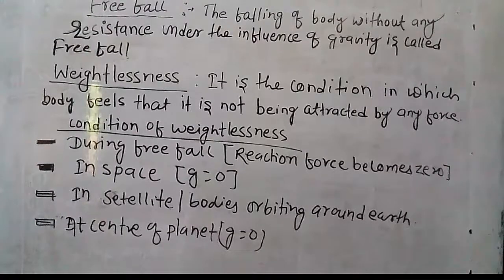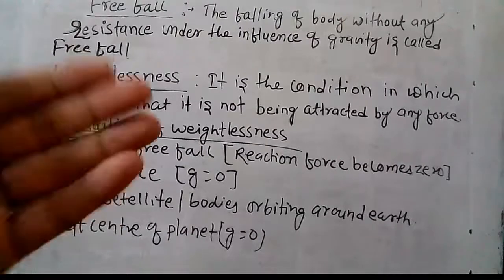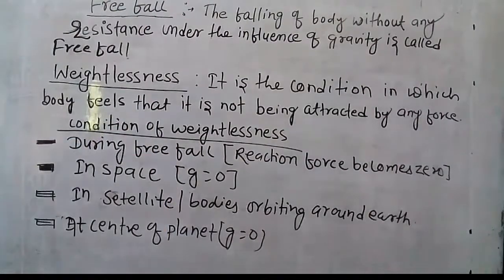So let's talk about free fall. Free fall is the falling of a body without any resistance under the influence of gravity. I hope you know this definition, but now the confusion starts from here. Sir, does free fall occur on earth, because earth has an atmosphere and that gives resistance to free falling bodies? So does free fall occur on earth's surface or not? Let's talk one by one.